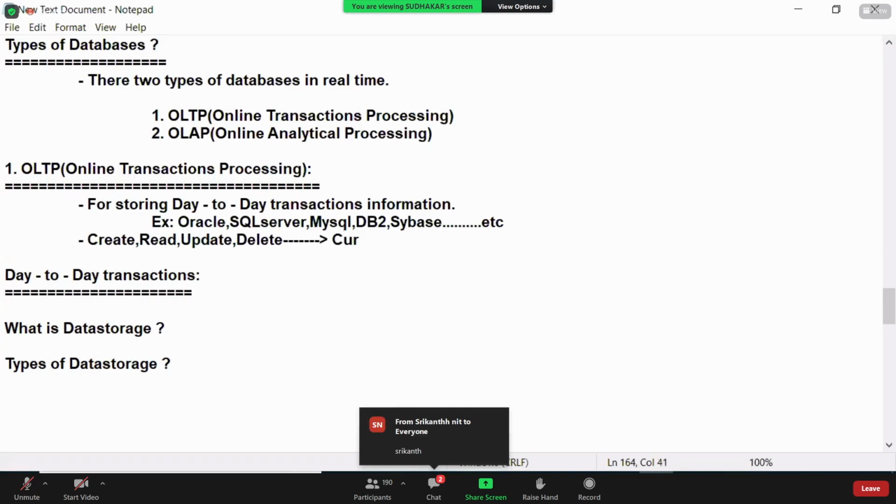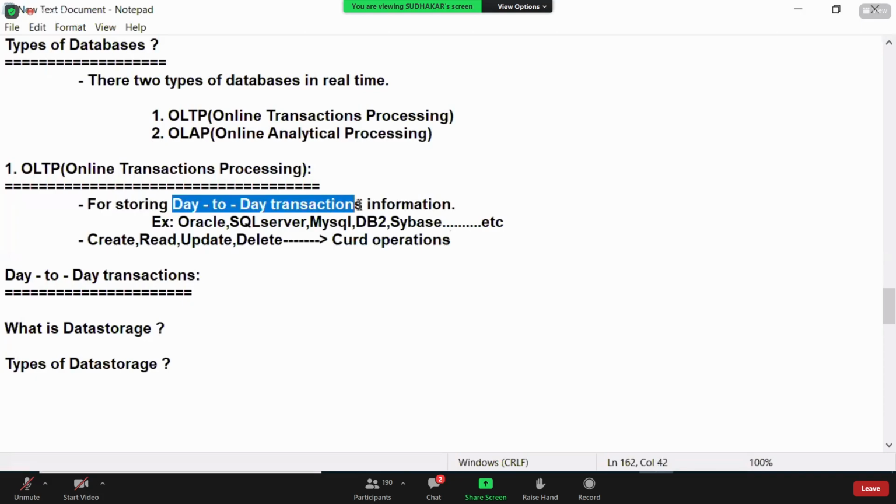The three operations we can call it. Creating your transaction means preparing your transaction data. Whenever you want to read, you can read, update, delete. This is called CRUD operations. C stands for create, U stands for update, R stands for read, and D stands for delete. These are the operations we are going to be doing on your day-to-day transaction information.